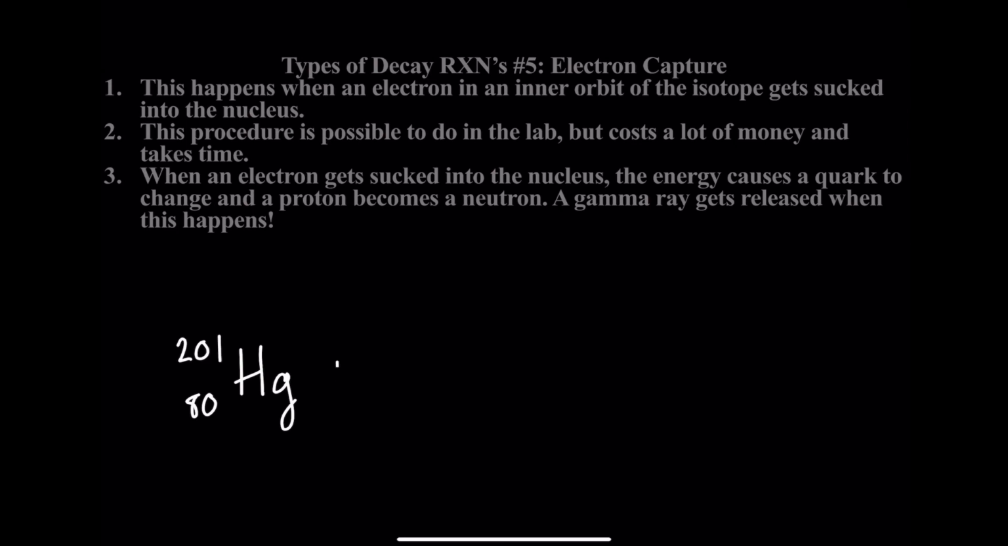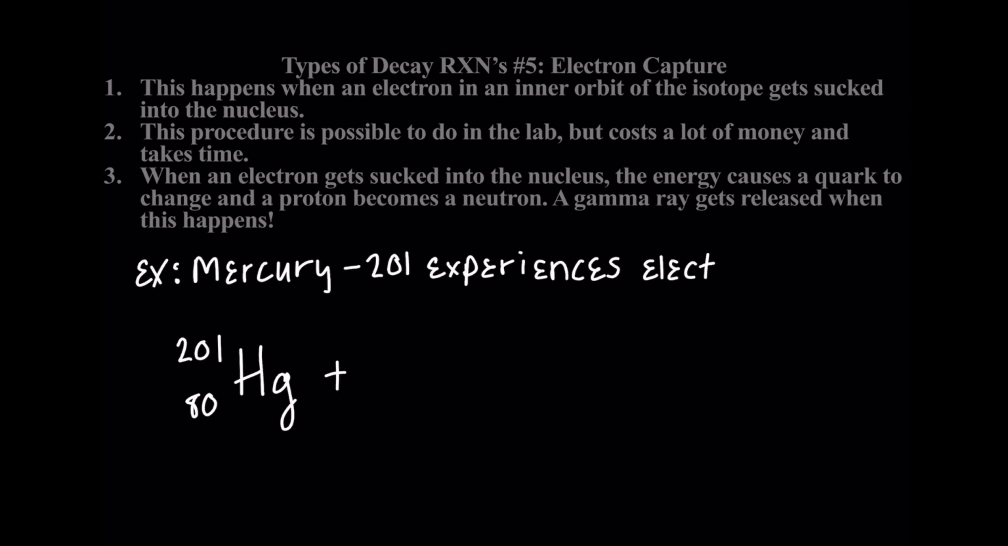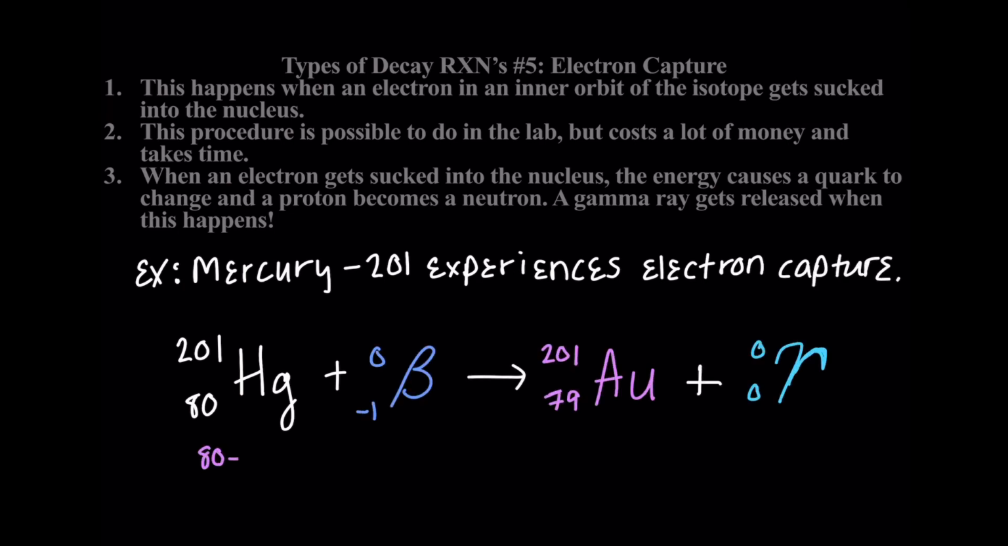All right. The last type of decay we talked about was electron capture. And this is what happens when an electron gets sucked into the nucleus. It's an inner orbital electron. And once it gets absorbed into the nucleus, that's going to cause that little quark to change. The proton will become a neutron and a gamma ray is going to be released. So this time we're going to be subtracting one.